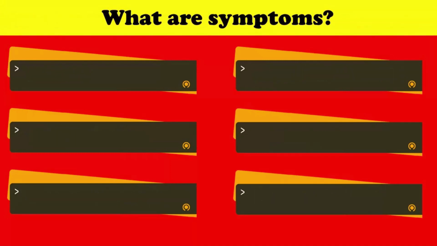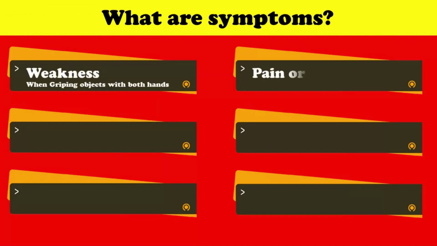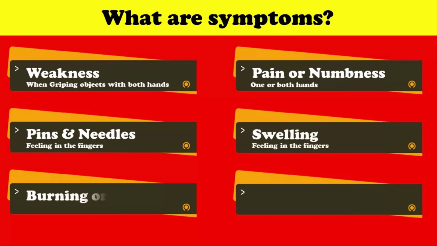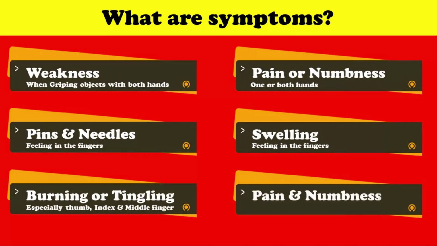What are its symptoms? A feeling of weakness in the hands while holding something, a feeling of pain in one or both hands, a tingling sensation in the fingertips, and swelling due to pain in the fingers, thumb, forefinger, and middle finger. These include burning or tingling sensations, and numbness in the hands while sleeping at night.